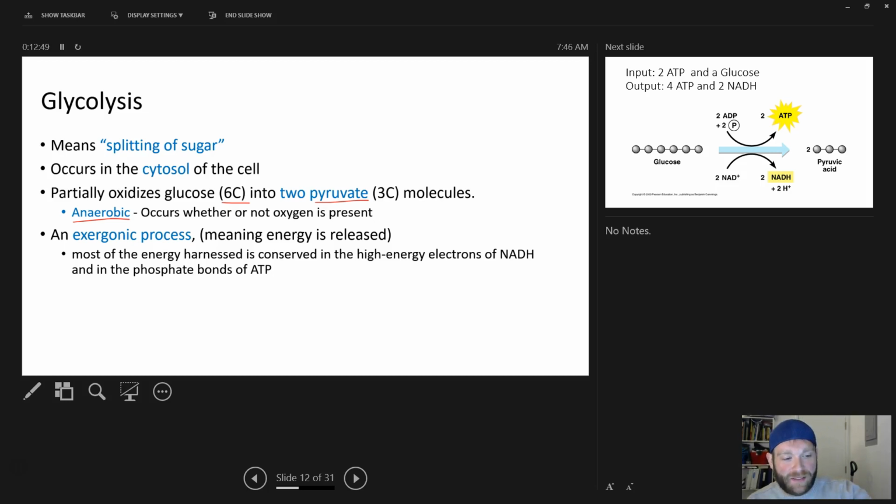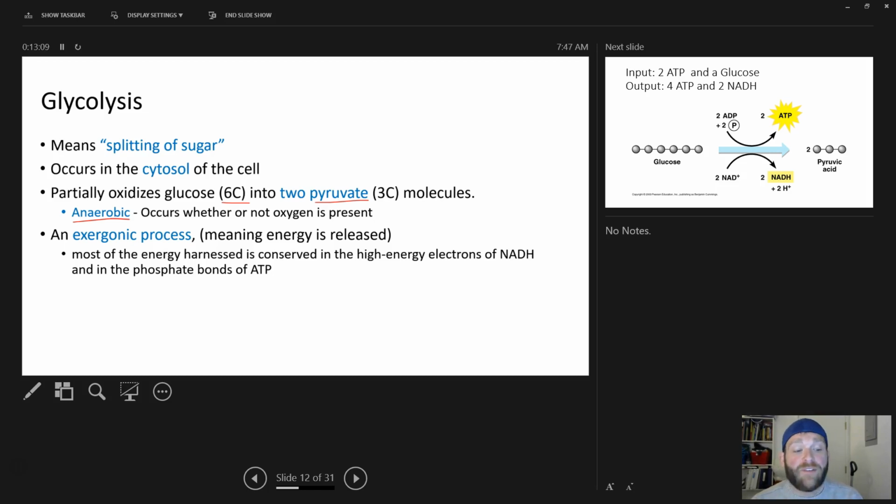Me lifting up this little key thing is going to take way more energy than I can get from glycolysis. The other thing to remember is that it's an exergonic reaction, or some of you might think of it as an exothermic reaction, and that you are releasing energy as you do this. So most of that energy is not lost, right?